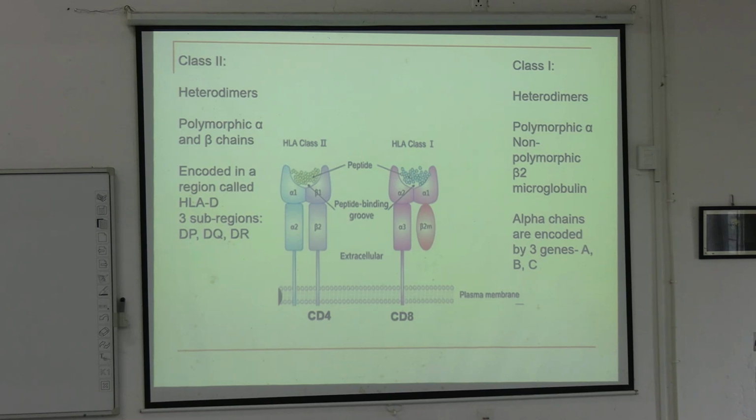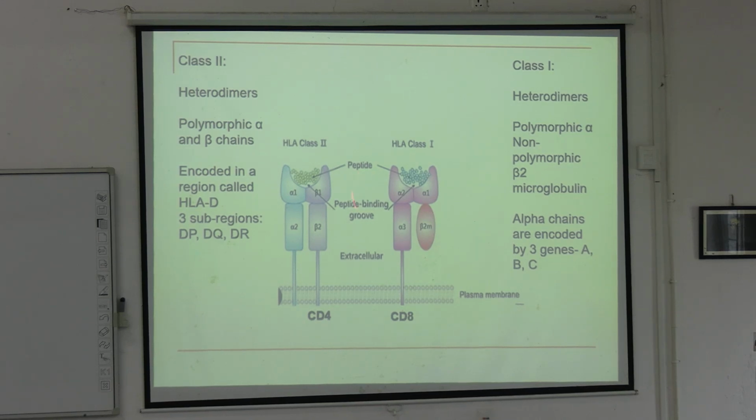Now this alpha chain is divided into 3 domains. What are the domains? Alpha 1, alpha 2 and alpha 3. Can you all understand? Okay, now this alpha 1 and alpha 2 will form a cleft, okay. And this site is the peptide binding site, where the peptide binds, okay. Now this alpha 3 has a binding site for CD8 plus T lymphocytes, okay.